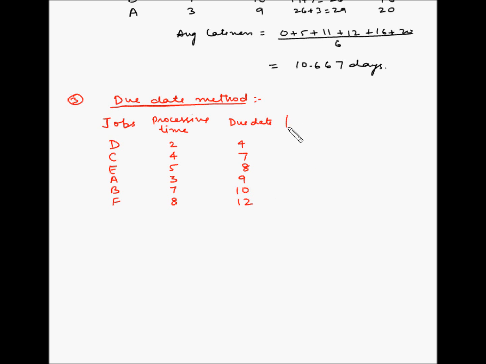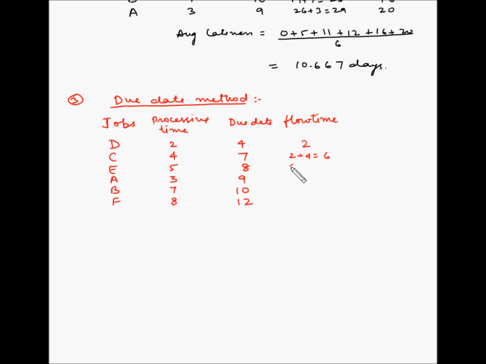Now let's find out the flow time of this sequence. So job number D will take 2 days to be processed. So it will be done on the second day. Job number C will start after D is complete, and then it will take further 4 days. So 2 plus 4, which is 6. So on the 6th day, job C will be completed.